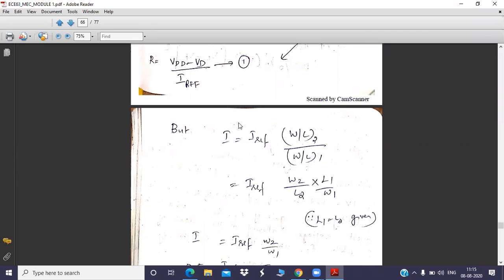So this is the basic equation connecting the output current and the reference current. Output current is the current flowing through Q2, and I reference is the current flowing through Q1. This is the aspect ratio of Q2, and this is the aspect ratio of Q1. This equation we have already derived from the previous biasing technique. Now divide these two ratios, W2 by L2; you can take this denominator along with this, so it becomes L1 by W1. Any confusion in this step? Clear?